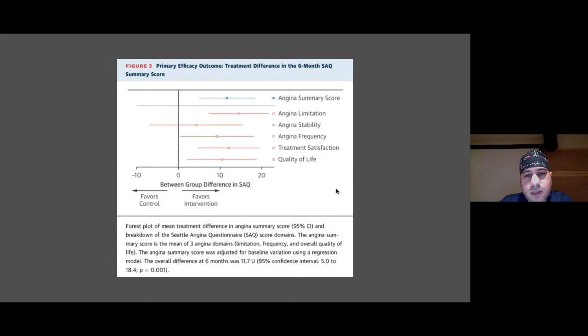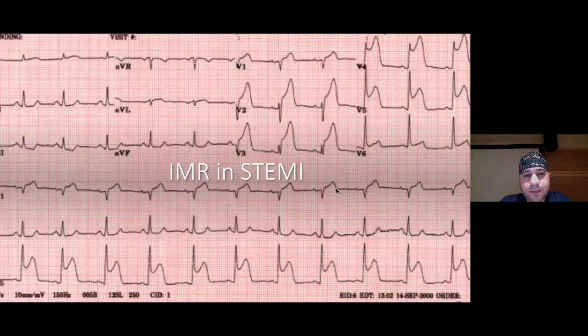This was theorized to be for multiple reasons. One is the patients felt like they were being fully investigated and the doctors were listening to their symptoms. Two, they were more likely to be compliant once they have a diagnosis rather than being told that they have angina and these are the medications that they should be taking. So compliance was much higher in the intervention group versus the control group.